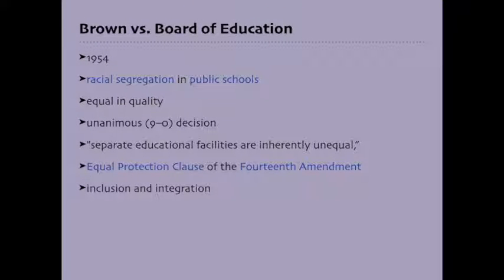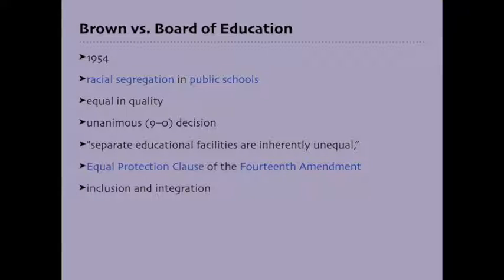The next case is Brown v. Board of Education in 1954. In this case, the court ruled that American state laws establishing racial segregation in public schools are unconstitutional, even if the segregated schools are otherwise equal in quality.